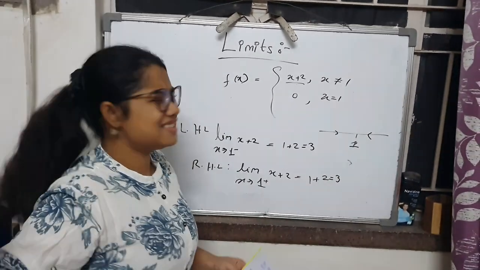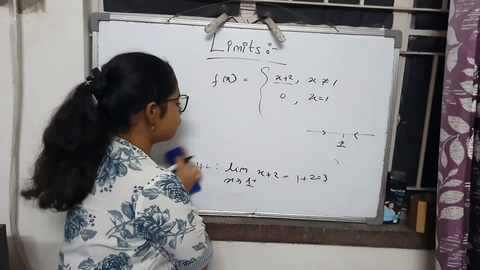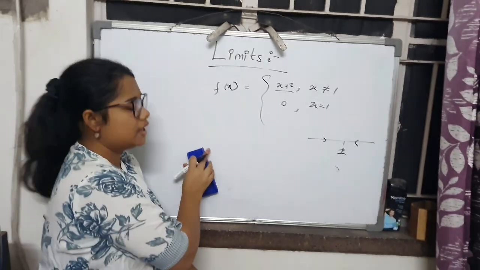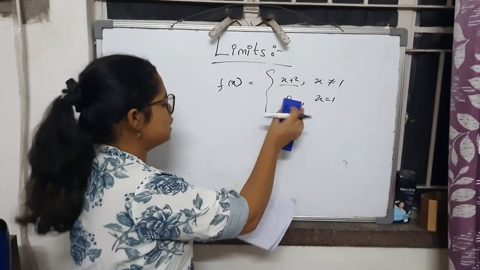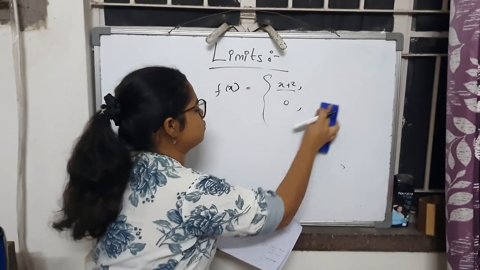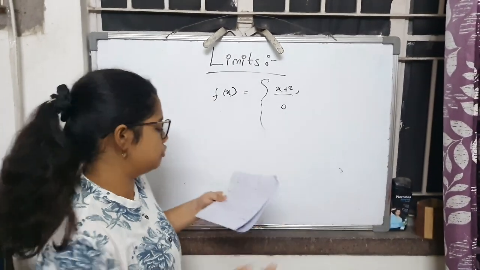Now I am going to do a simple change in this, to show that in this case we saw that the limit is existing. Now how to check if the limit exists or not? Take the same function, just a little modification I am going to do.